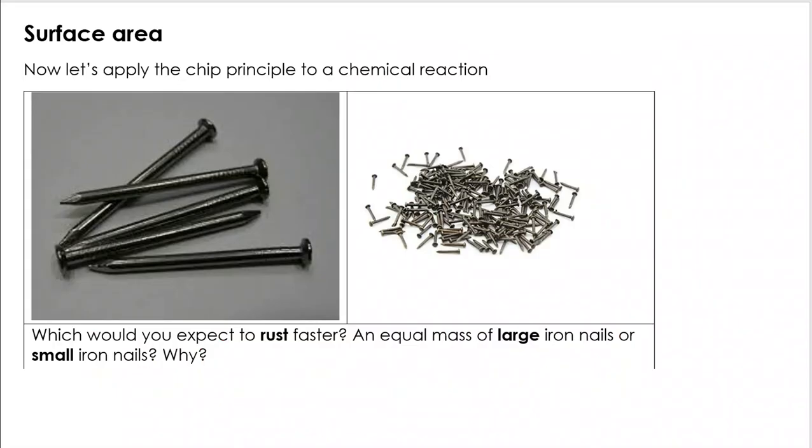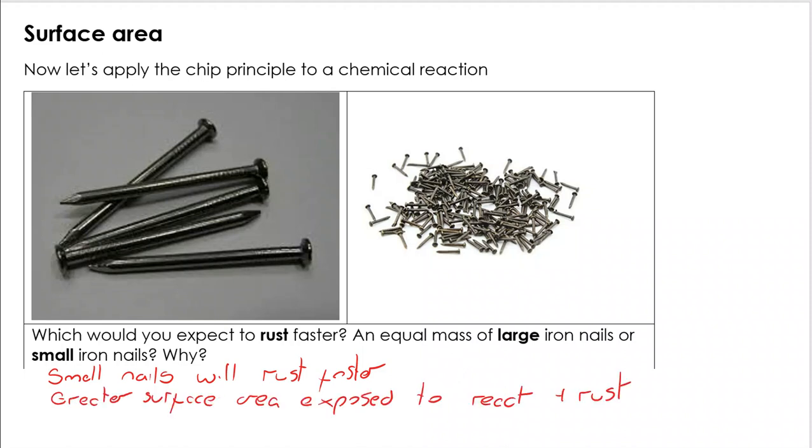Now let's move that to chemistry and look at an example of rusting of iron nails. Which would you expect to rust faster? An equal mass of the large iron nails on the left or the small iron nails on the right? Again, I'm going to point out an equal mass. We are looking at that as a control variable. And we would say that the small nails will rust faster. Why? Well, there's a greater surface area of them exposed to the water that will cause them to rust.